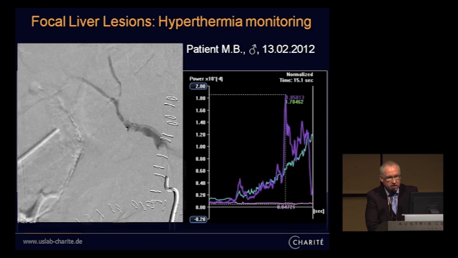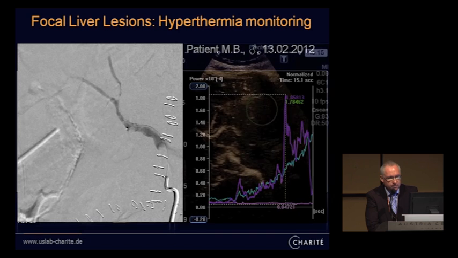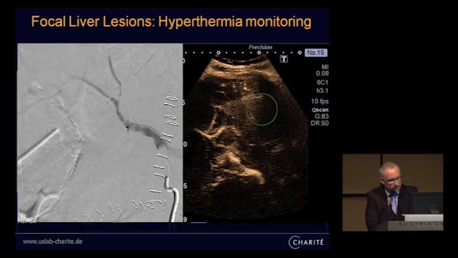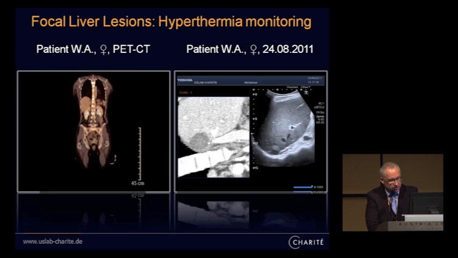But the arteria hepatica is missing. And this is the situation in the angiography room, a re-intervention here. In that case, there was a dissection of the artery after therapy and a beautiful control based on contrast-enhanced ultrasound to have no contrast-induced nephropathy.